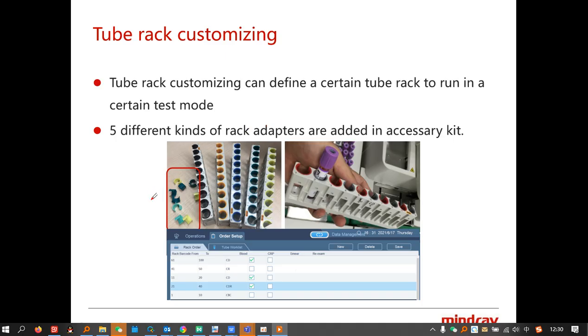In the accessory kits, we have some different colorful adapters, and you can install the adapter to the racks to help customers identify different function racks.